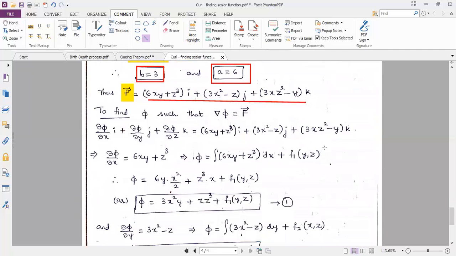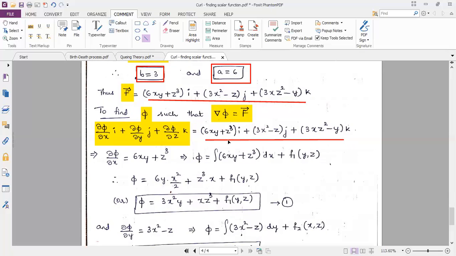Now moving ahead to find the scalar potential phi such that grad phi is equal to vector f. The left-hand side is the definition of grad phi, which is given by ∂φ/∂x i + ∂φ/∂y j + ∂φ/∂z k, equated to vector f, the expression we obtained after substitution of a and b. Now one by one we'll equate the components, or like terms, on both sides.